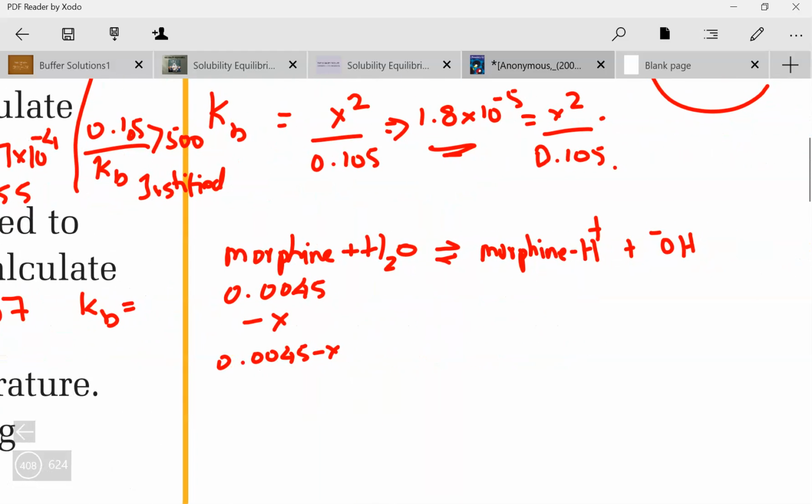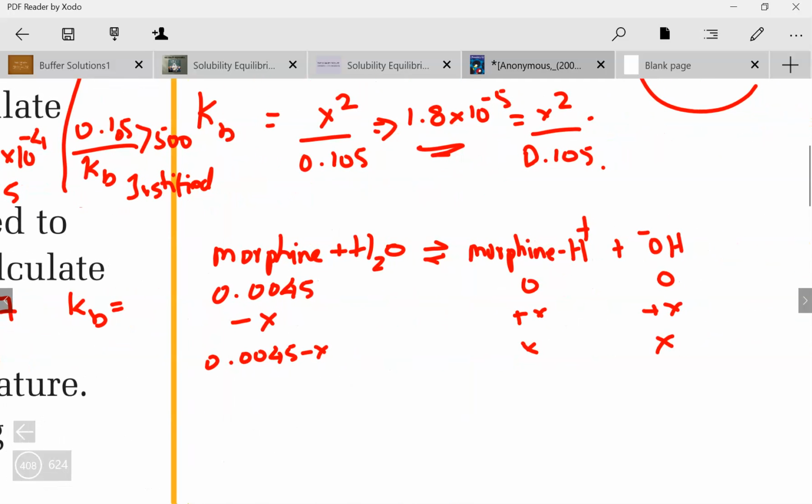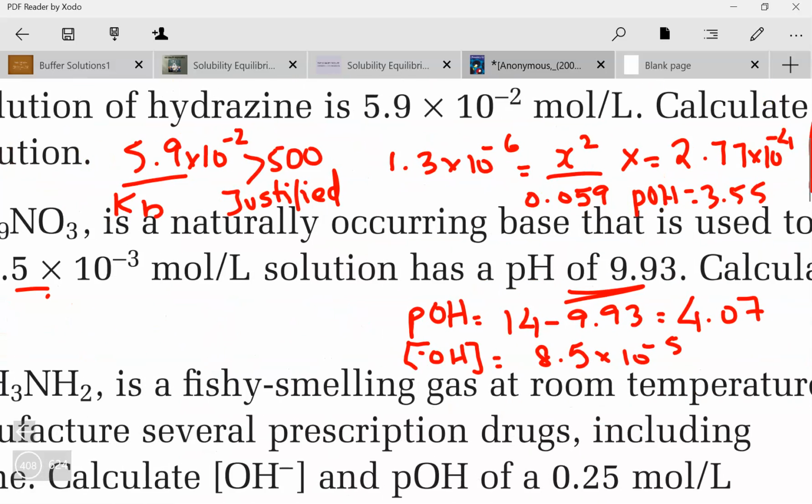We'll do this: 0 plus X, X, but I know X as OH minus concentration to be 8.5 times 10 to the power of negative 5. So this is also 8.5 times 10 to the power of negative 5. And this is 0.0045 minus that, which is 4.41 times 10 to the power of negative 3. Is that right? Yeah, that's right.